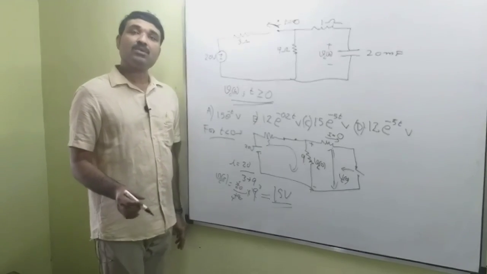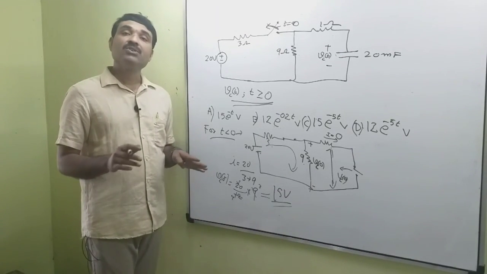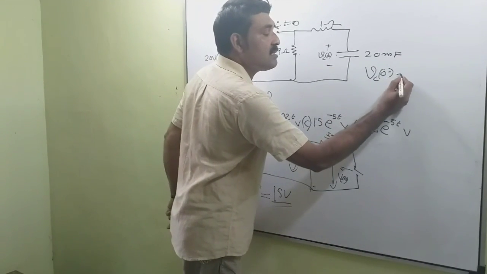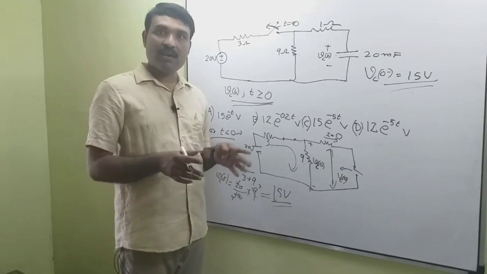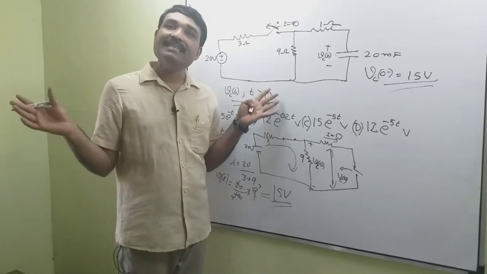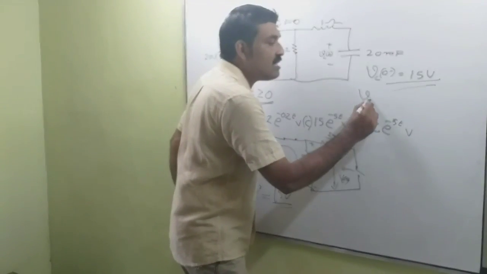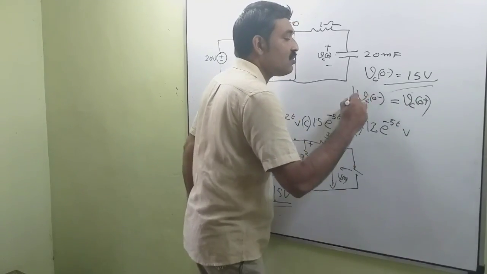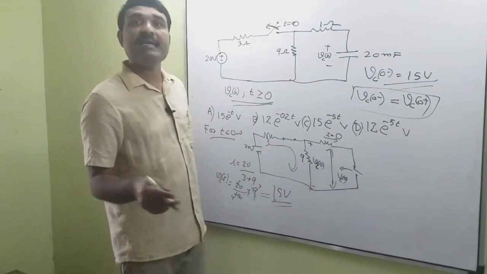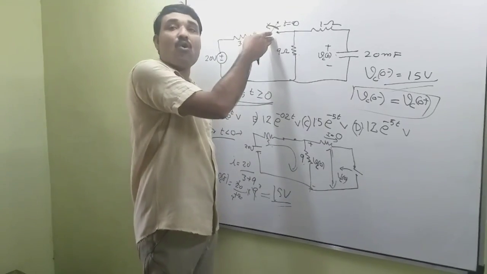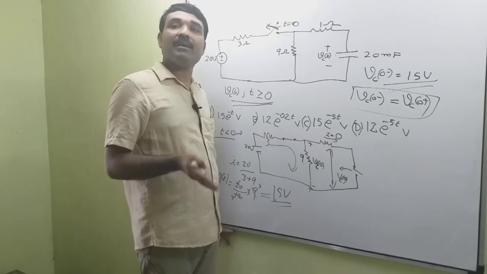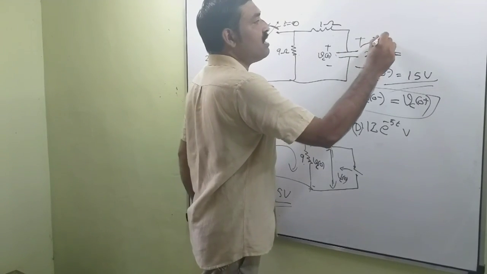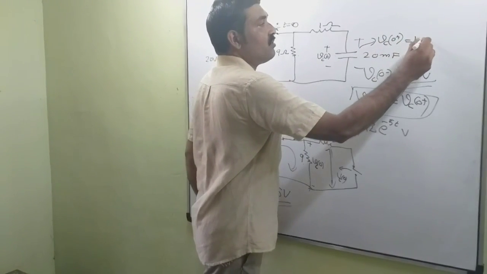That is the voltage across the capacitance before the switch is open. So we can say VC0 minus is equal to 15 volt. Since the voltage across the capacitor cannot be changed instantaneously, that means VC0 minus should be equal to VC0 plus. So this is the voltage across the capacitor at t equal to 0 plus when the switch is open. Since voltage across the capacitance cannot change abruptly, this is our voltage across the capacitor, that is equal to VC0 plus, that is equal to 15 volt.